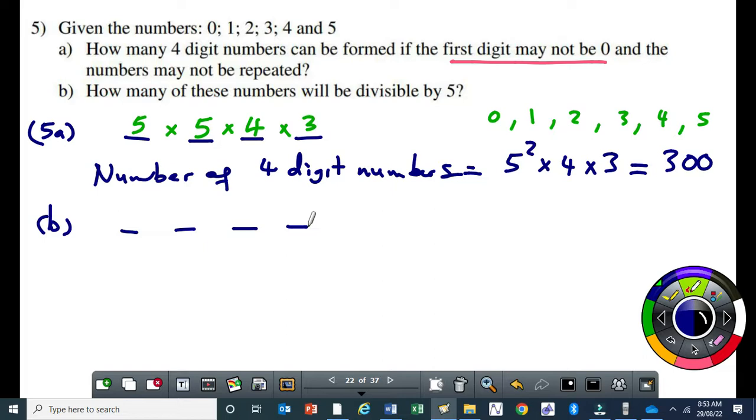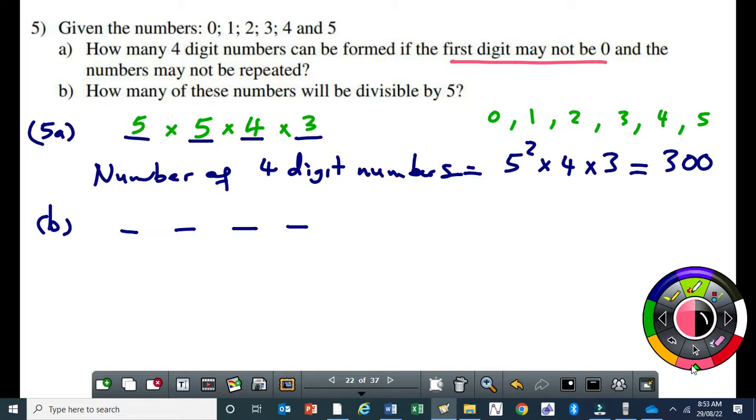So what numbers are we talking about? They are talking about those 300 numbers. Among these 300 here, how many of them can be divided by 5? So that's why I'm asking, are we using the answer for 5A? Yes, I'm going to use it. So if your answer is wrong, then you won't get B correct unless you figure out another method.